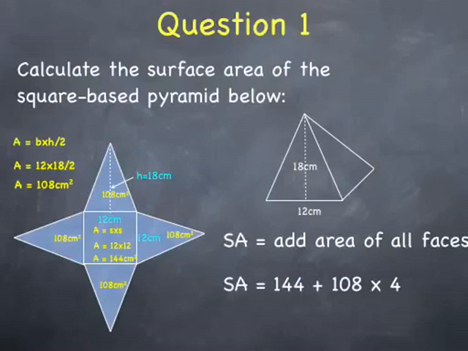Right, now surface area equals 144 for the square plus 108 times 4 for the 4 triangles. Final answer, the total surface area equals 576 square centimeters. If you want to see anything there again, just drag your slider back and play over it again.